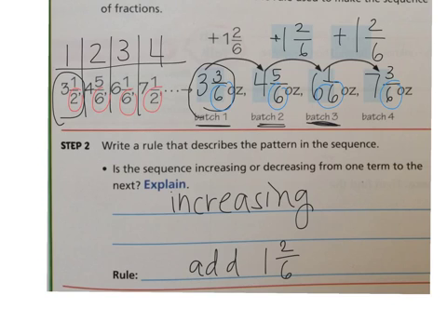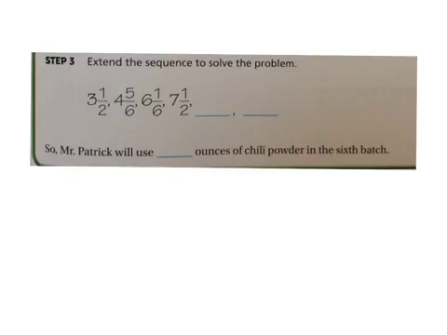Let's go back and take a look at the problem again. What was the problem asking? So step 3 is to extend the sequence, right? We have batch 1 here, batch 2, batch 3, batch 4, batch 5, and batch 6. So you're going to extend the sequence to batch number 6 in order to solve the problem.